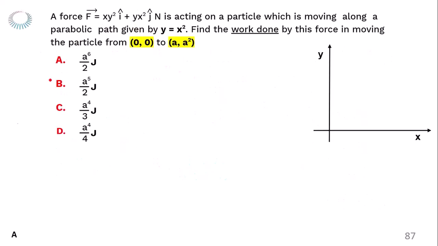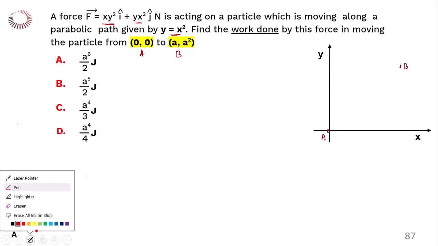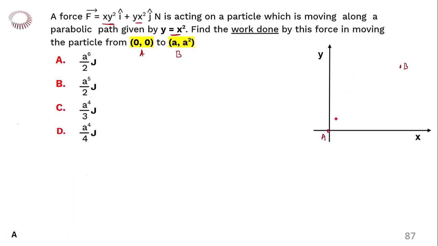Now come to the second situation, where I am giving the force xy² i plus yx² j acting on a particle which is moving along a parabolic path given by this. From this to this: this is point A, the origin, and this is point B. So now I am moving the particle from A to B by a particular path. The path is specified. Let me check whether the path is required at all or not.